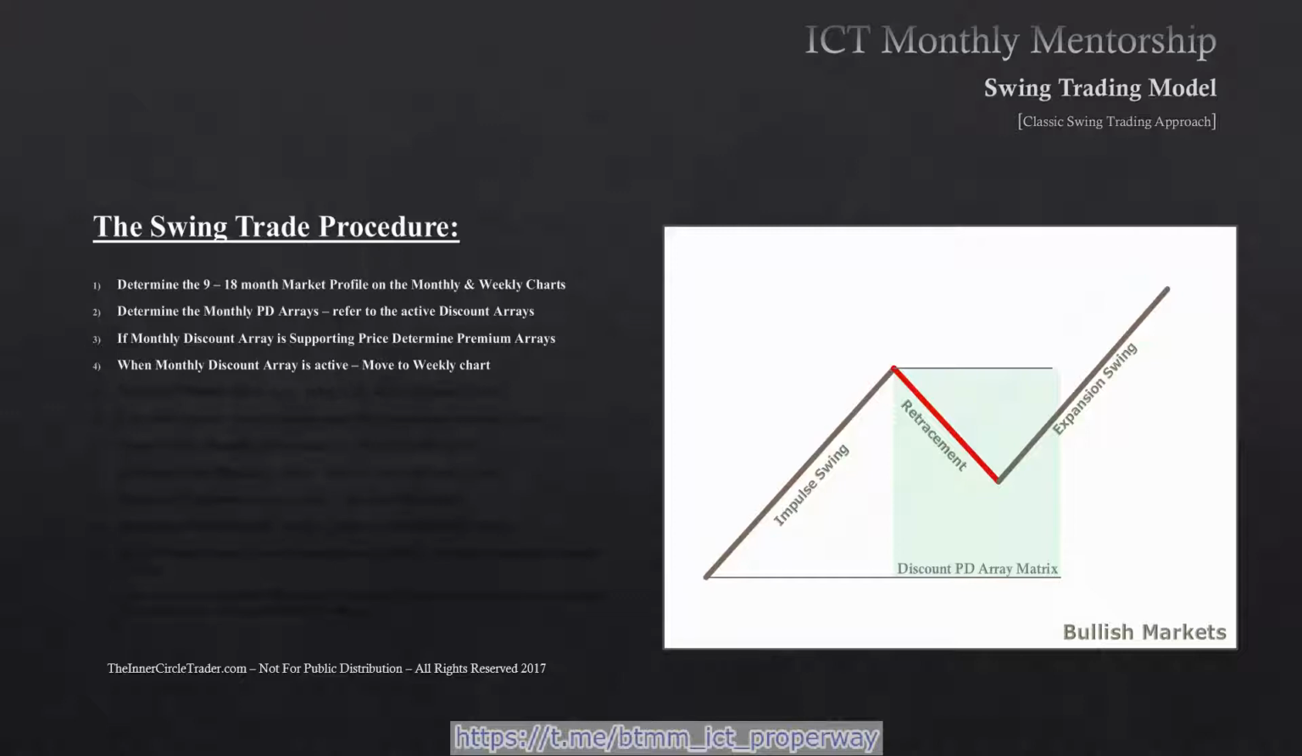You're going to be moving down into the weekly chart and transpose those monthly levels over to your weekly chart. Then you're going to determine your weekly PD arrays, and you're going to refer specifically to the active discount arrays on your weekly chart. If weekly discount arrays are supporting price, determine the premium arrays on the weekly chart as well.